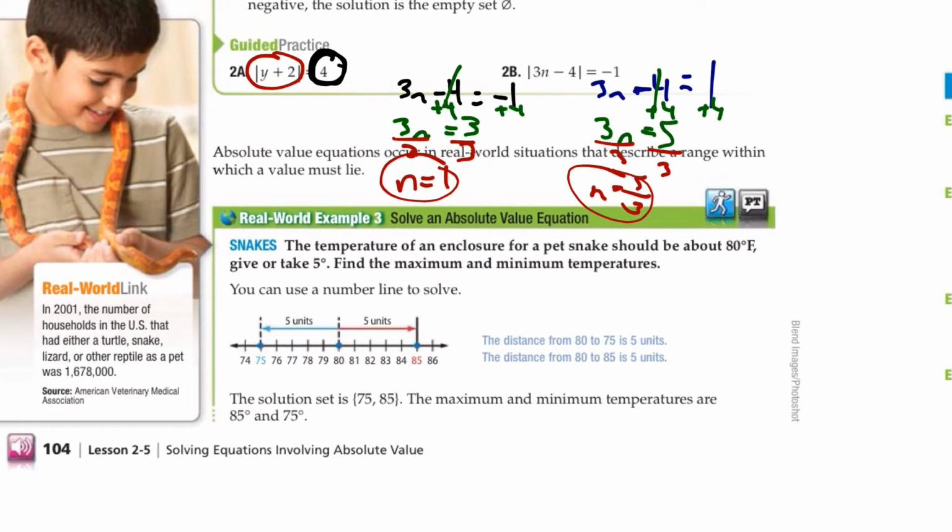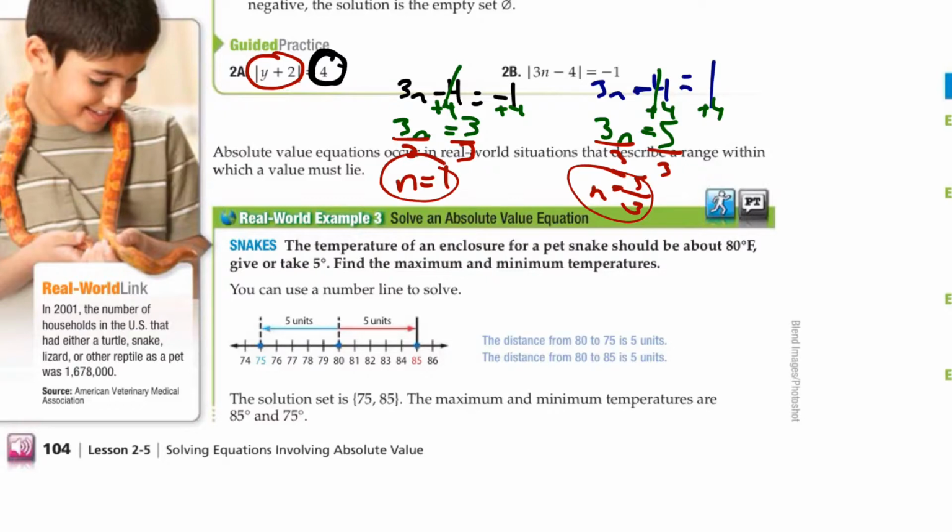Alright, now real world example 3. It says solve an absolute value equation. The temperature of an enclosure for a pet snake should be about 80 degrees, give or take 5 degrees. See, they're saying that I have room for error. I could either be 5 degrees below or 5 degrees above. It says find the maximum and minimum temperatures.